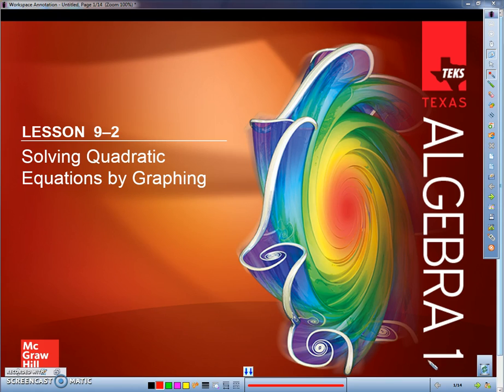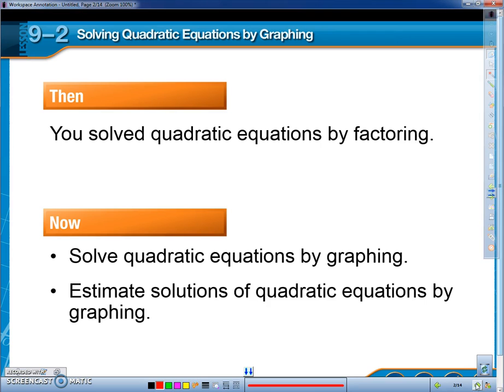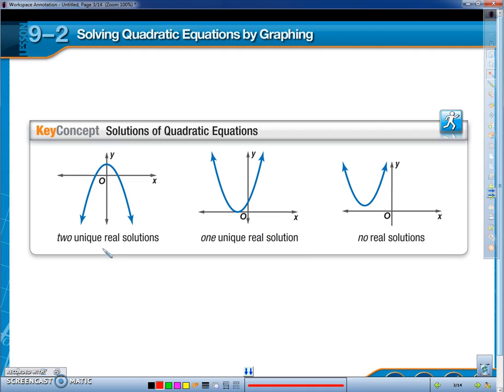We're solving quadratics by graphing. Okay, so we factored them out and we were able to solve them that way. Now we're just going to graph them and look at where they cross the x-axis. We have three different scenarios that may happen.